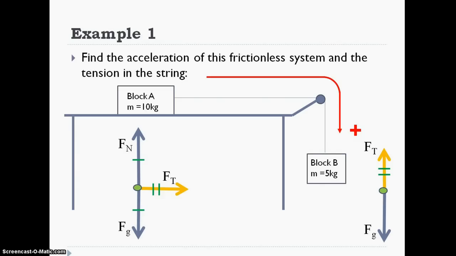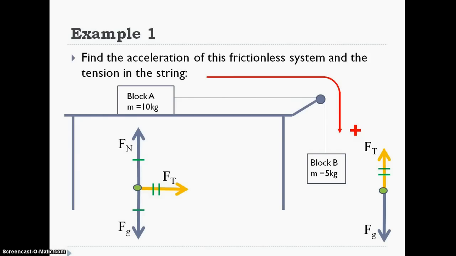Notice that they're going to be equal because think about it, if block B wasn't pulling, there would be no tension in the string at all. So it's only the weight of block B that causes that tension. So the tension is going to be equal. But they're equal and they have opposite signs, which should show us that tension is not a force that causes the acceleration because they would cancel out based on their signs.